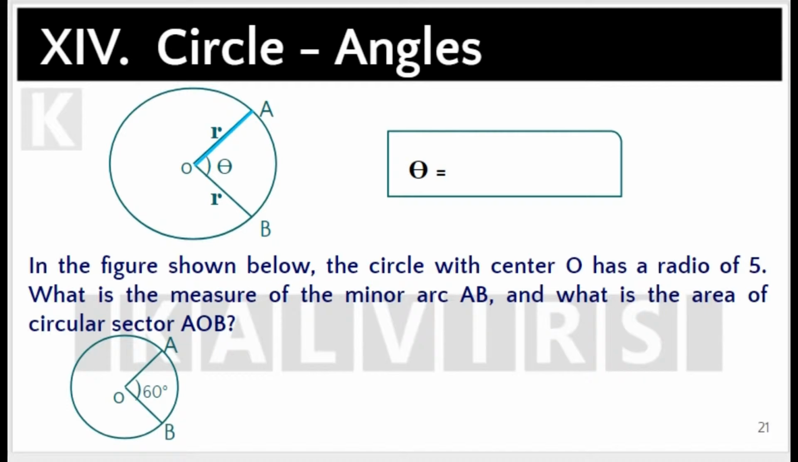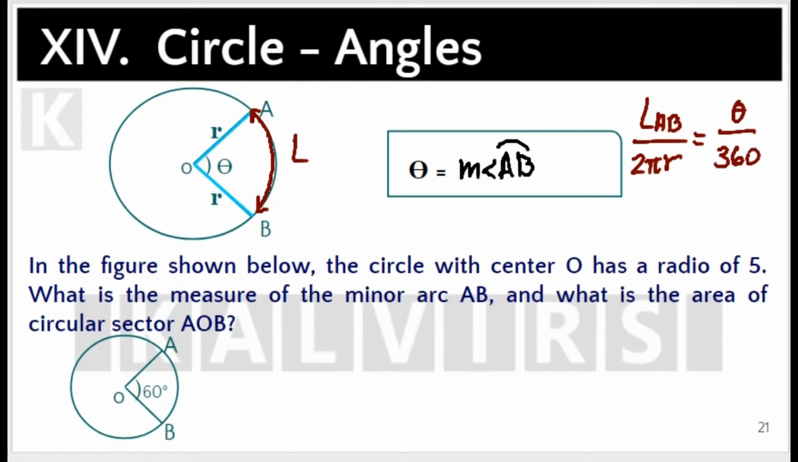The central angle AOB, theta, is equal to the degree measure of arc AB. This is arc AB. An arc is a piece of the circumference of a circle. The ratio of the length of arc AB to the circumference of the circle, twice pi times the radius, is the ratio of theta to 360. Solving for the length of arc AB, it can be calculated by the following formula: theta over 360 times the circumference of the circle.